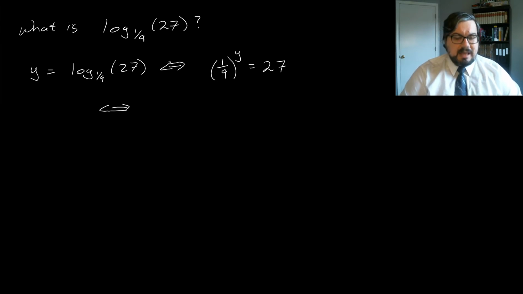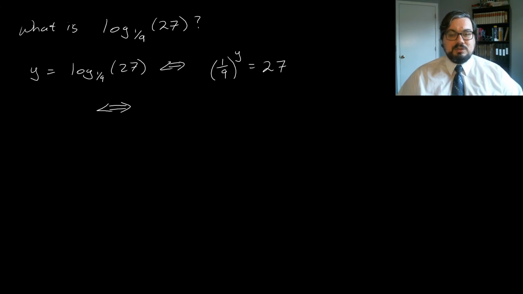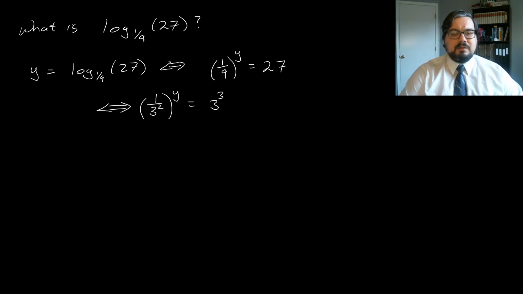What we can do instead is try expressing both sides as a power of some other number. Not as a power of 1/9, not as a power of 27, but find some way of relating the two. And in this case, the number 3 seems like a useful thing to do here. If we can express the left and the right-hand side in terms of the base 3, that'll allow us to compare their exponents and figure out what y should be. So going through this in a couple steps, if I've got 1 over 9, I could write that as 1 over 3 squared. And 27 I could write as 3 cubed.